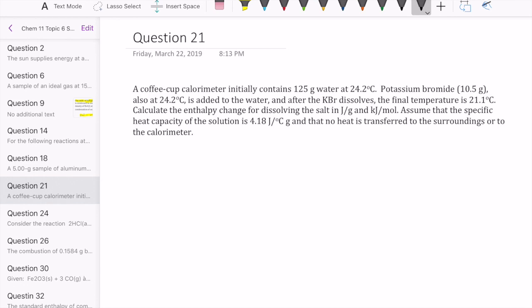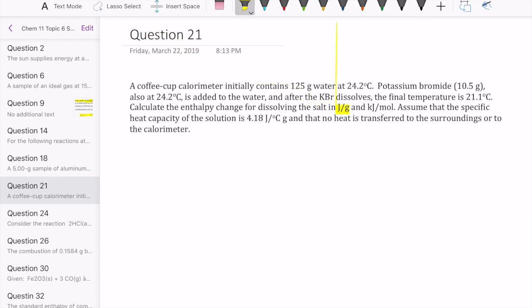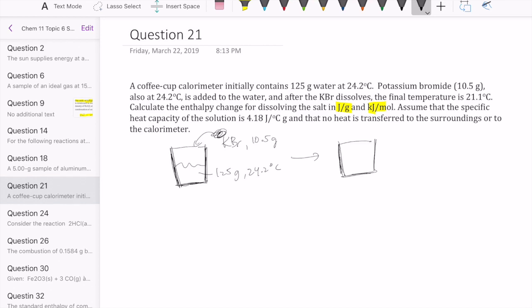And you want the answer in two different units, joules per gram and kilojoules per mole. All right, let's take a look at how we solve this problem. First, we can draw it just like we've been doing with all the other problems. So we have a calorimeter, which means it's fully insulated, and we have some water in it, 125 grams, 24.2 degrees Celsius. You have some potassium bromide, just 10.5 grams, that's mixed into it. We close it off afterwards, and after the potassium bromide is placed in there, it dissolves.